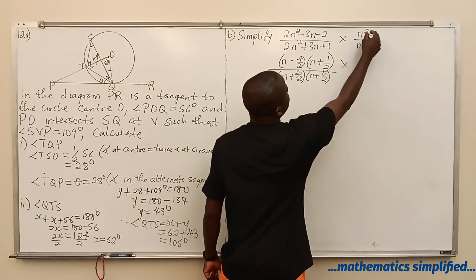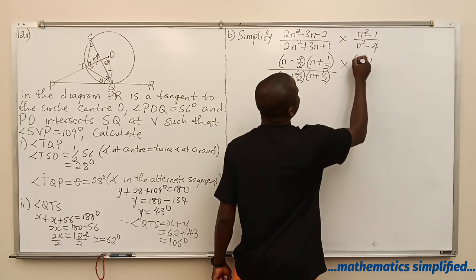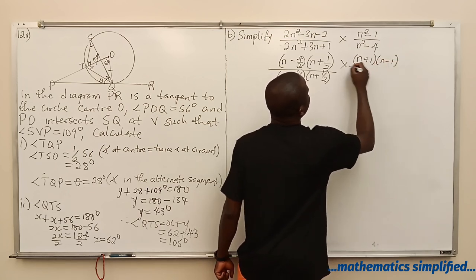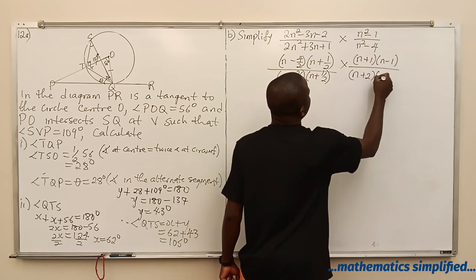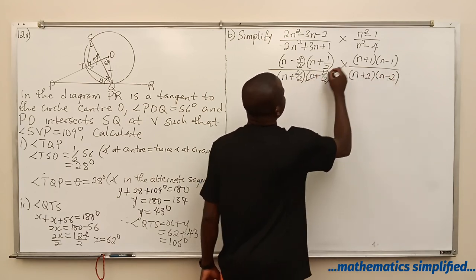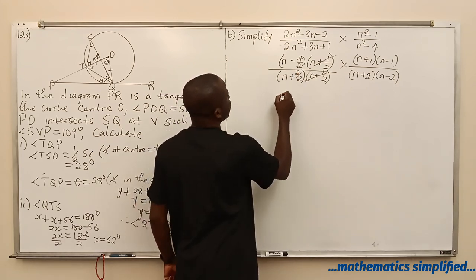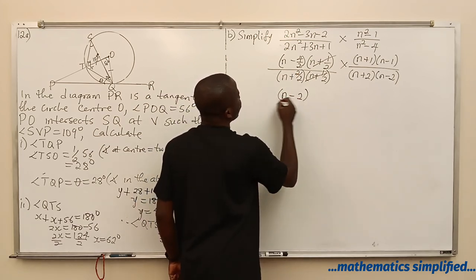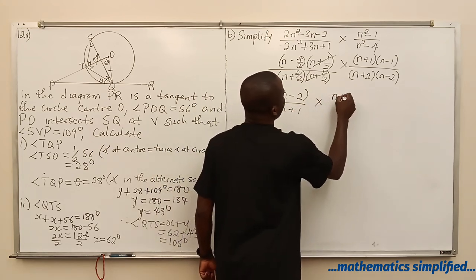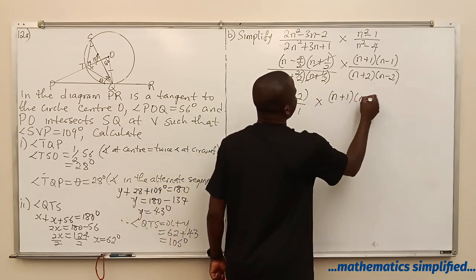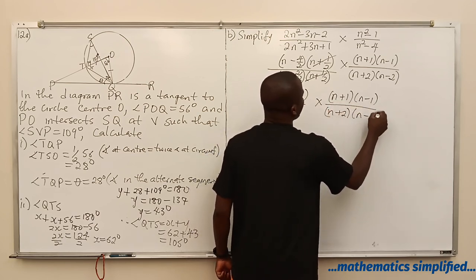Times. This is difference of two squares. So I can factorize n plus 1, n minus 1. Likewise, this is n plus 2 squared, n plus 2, n minus 2. This can go with this. This is 1. So this is same as n minus 2 over n plus 1 times n plus 1, n minus 1, n plus 2, n minus 2.